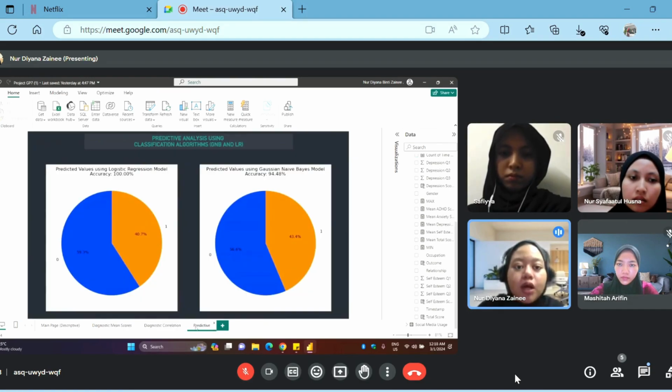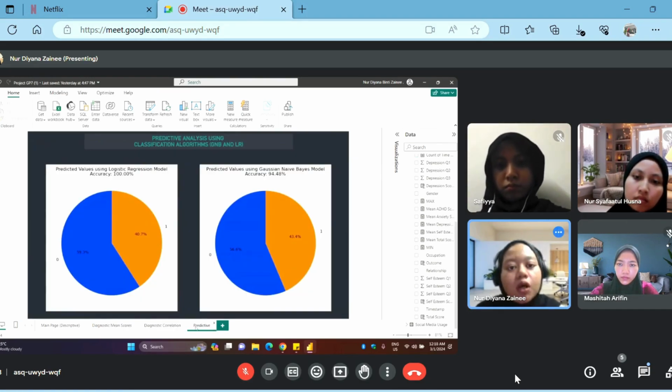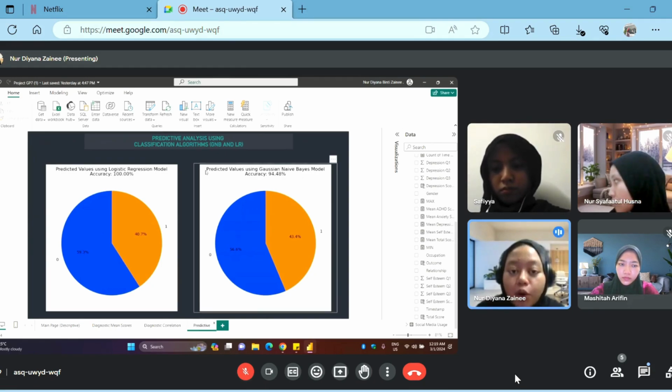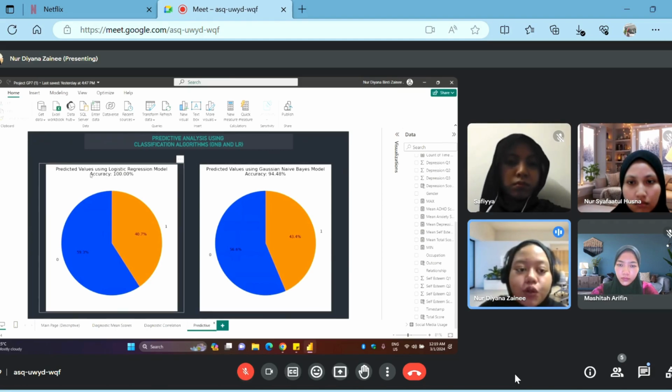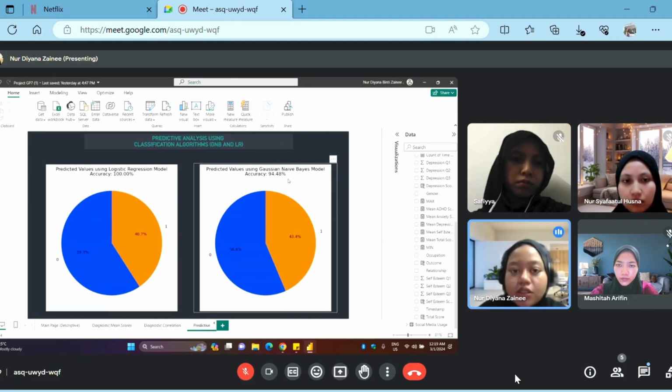For the predictive analysis, we are using a classification algorithm. We're using Python, a machine learning language, to form a model with a Gaussian naive Bayes model and also a logistic regression model. We are actually using a Jupyter notebook to form the graph because we are unable to import it into Power BI. However, we just screenshot the graph so you can see the predicted values of the logistic regression model and also the GNB.